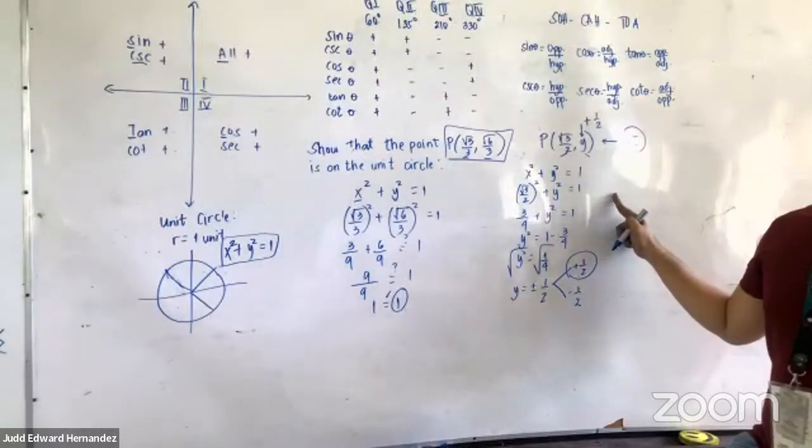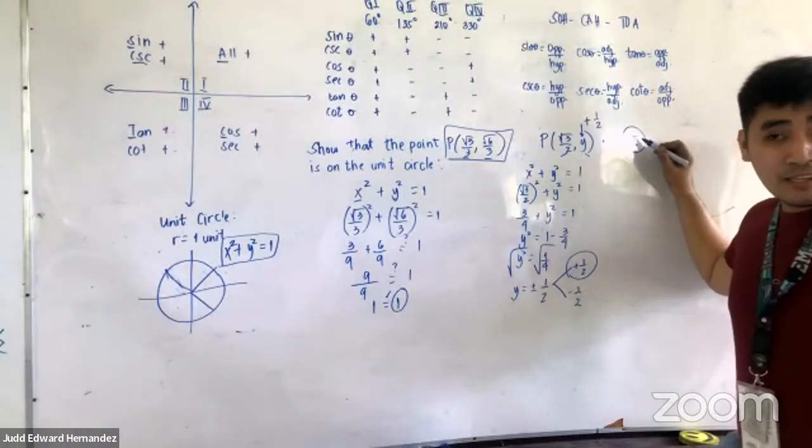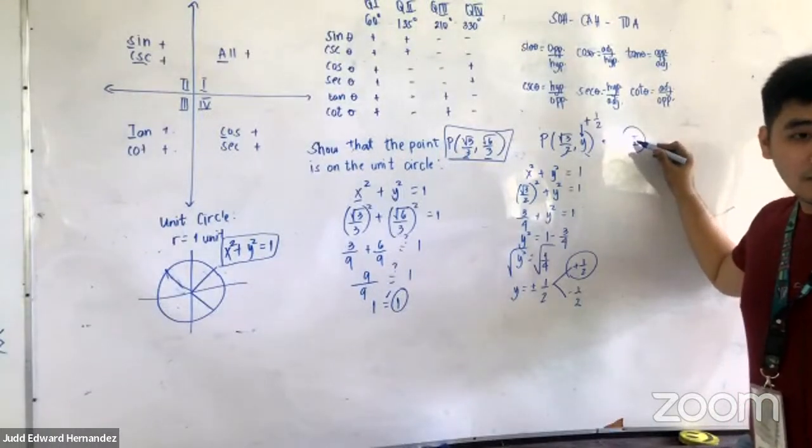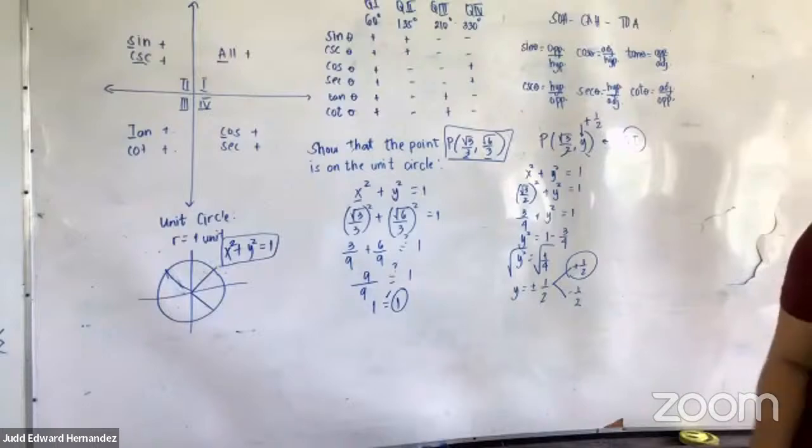Are we clear? Yes po. Okay. So, pag sinabi dyan na quadrant 2, positive y pa rin. Pag sinabi na quadrant 3, negative y. Pag sinabi na quadrant 4, negative y na siya. Are we clear? Yes po. Okay. So, let's move on.